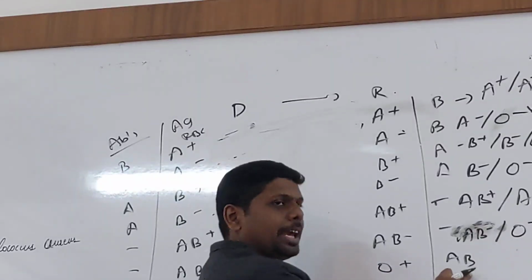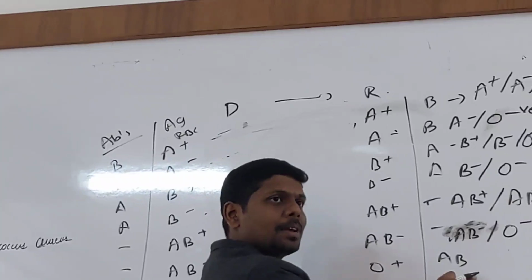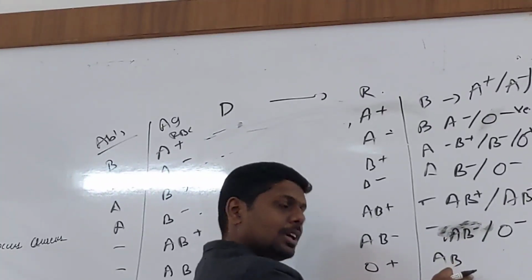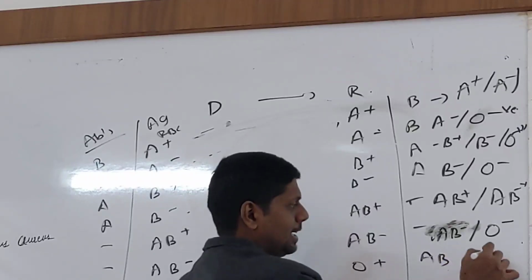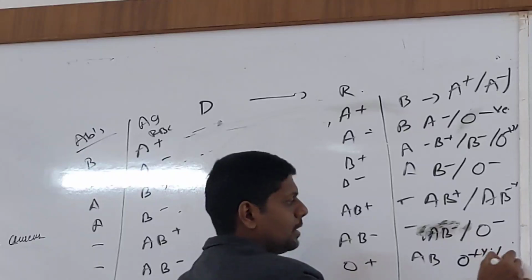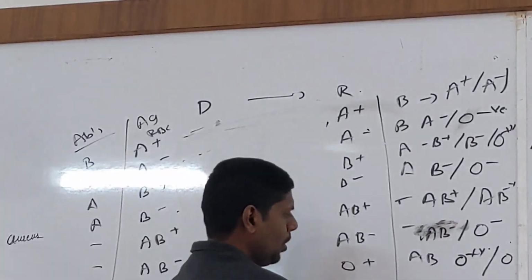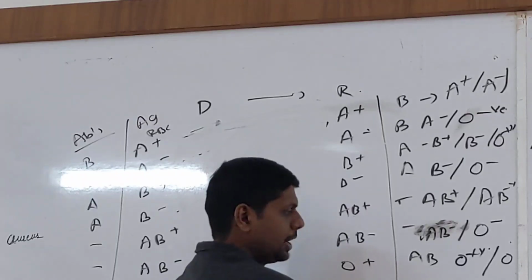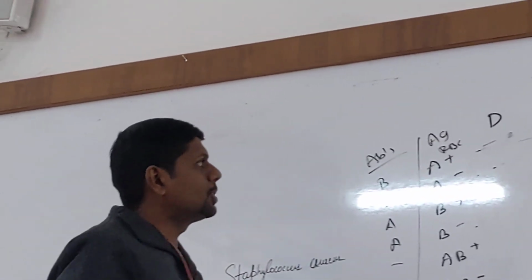Can they receive A group blood? No, sir. B group? No, sir. AB group? No, sir. Nothing. O positive they can receive only O positive. Next, can they receive O negative blood? Yes, sir. Yes. Then coming to O negative, can they receive O positive blood? O negative ones can receive only O negative. So by this you might have understood that.